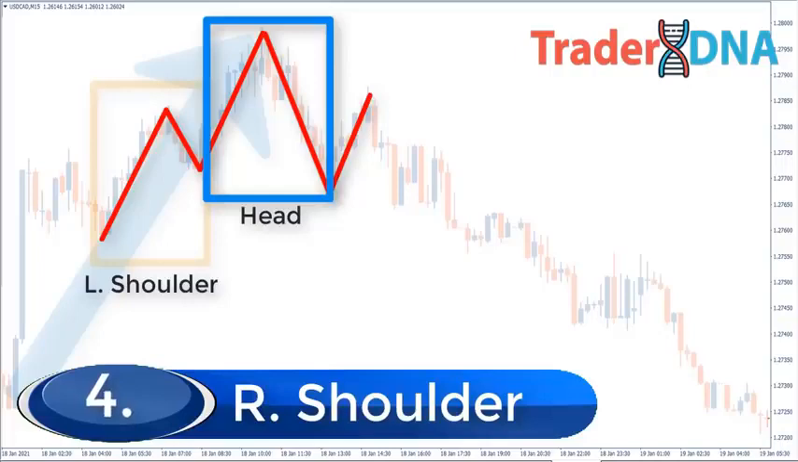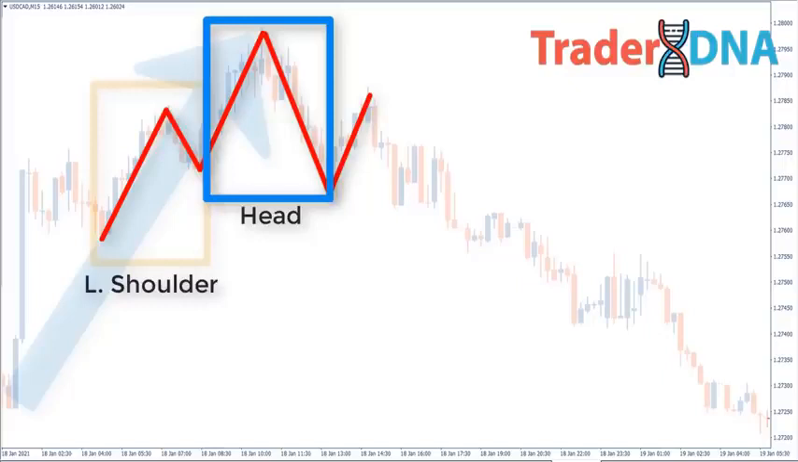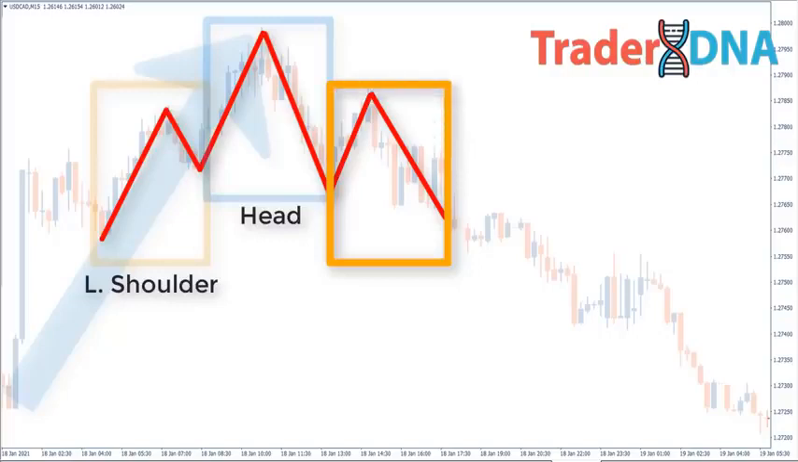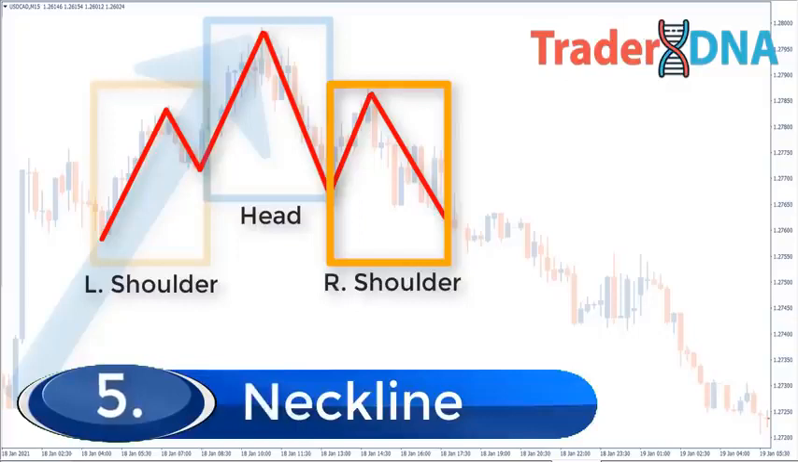Step 4. Right shoulder. The right shoulder is where things come together. It's an indication that buyers are tiring and that the market may be gearing up for a reversal. As soon as the right shoulder begins, we have enough to start plotting the neckline. But because the pattern isn't yet complete, it's best to think of it as a rough draft rather than a final version.